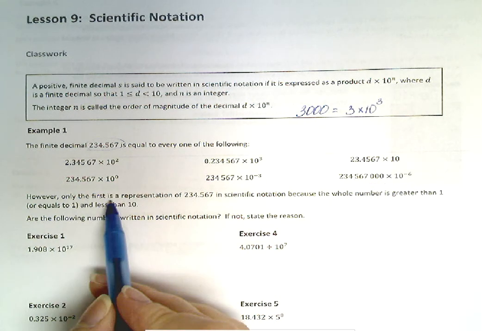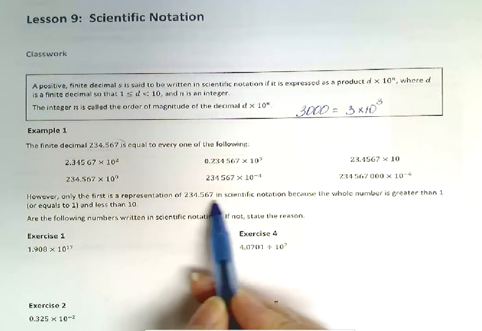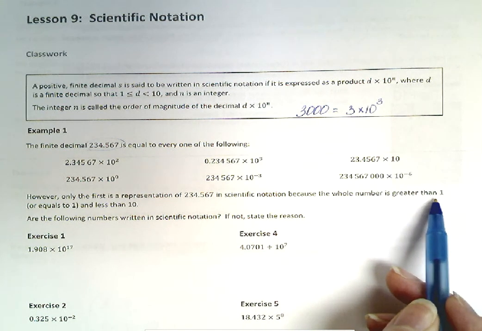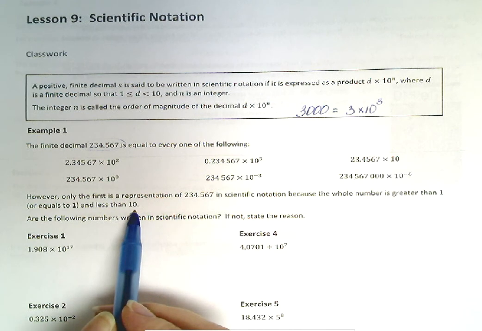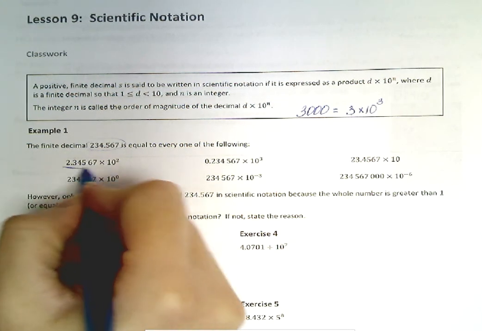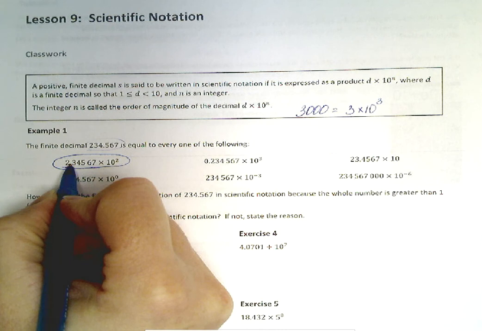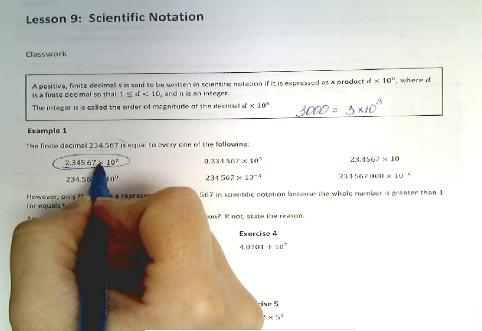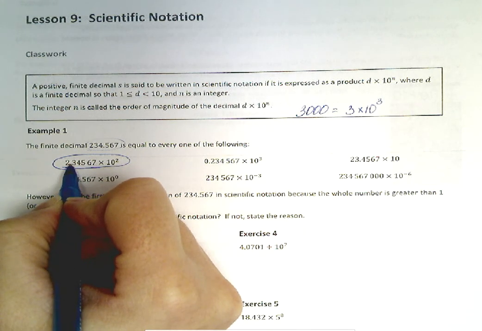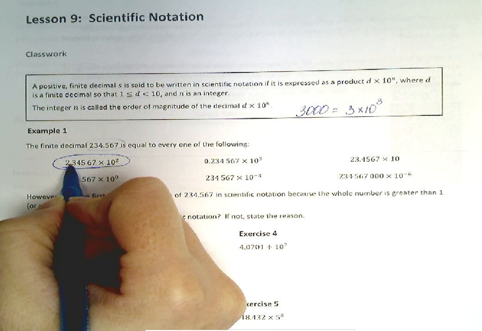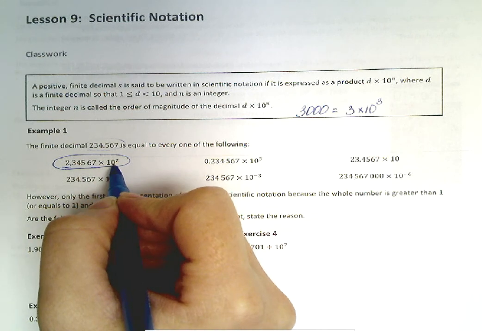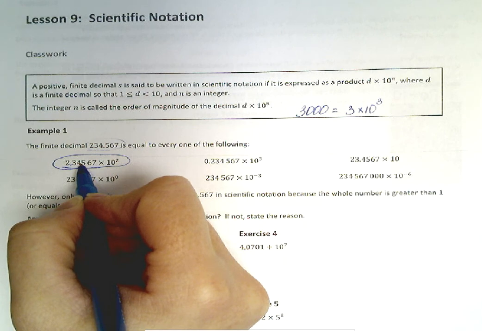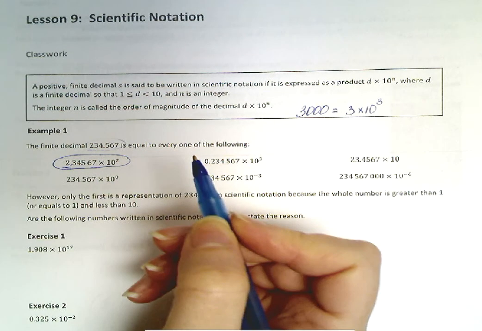However, only one, the first, is a representation of this number in scientific notation, because the whole number is greater than or equal to 1 and less than 10. So let's look at this one. A whole number is a 2. Whatever comes after it is decimal numbers, and we don't have to worry about them, but the whole number is 2. It's more than a 1 and less than a 10. And we are multiplying it by 10 to the power of 2, because our decimal has to be in the original spot after the 4.